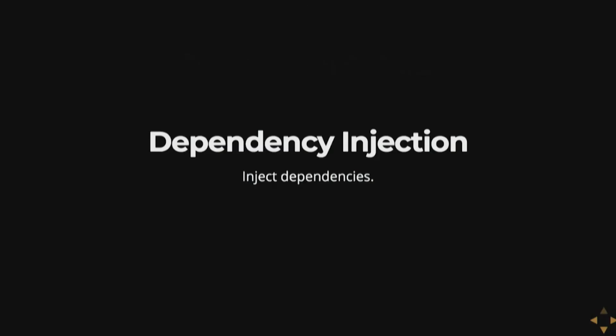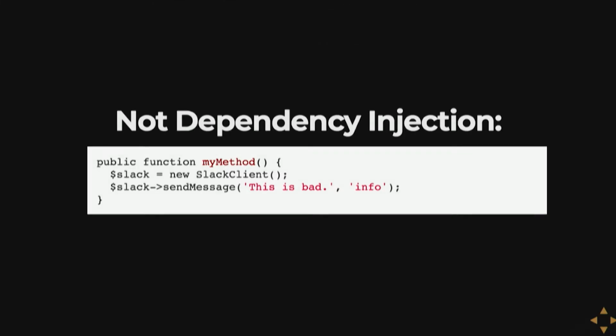It has a lot to do with dependency injection. It's kind of made out to be quite a complicated thing, but dependency injection is pretty simple. You inject your dependencies. So, not dependency injection: in your method, you depend on the Slack client, you manually create it with whatever services it needs, and then you send a message with it. That's not dependency injection, because your dependencies are created within your class.